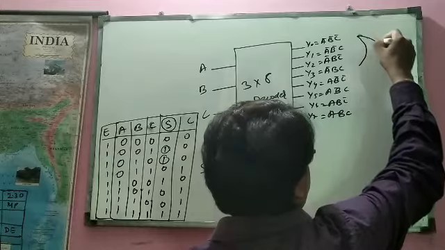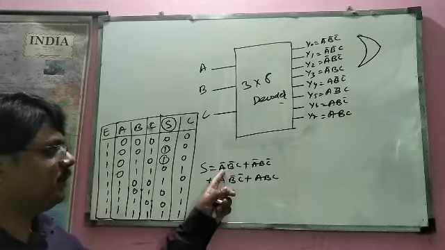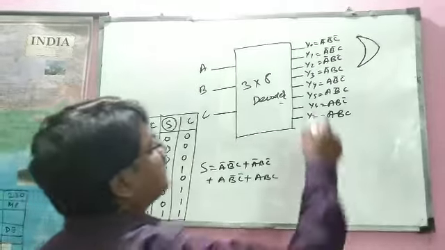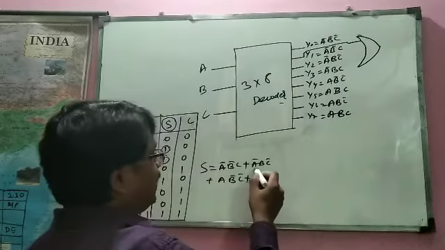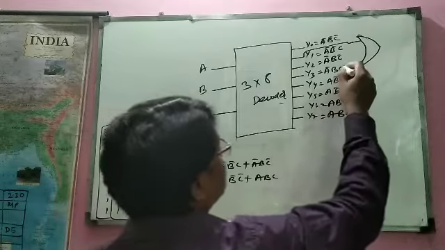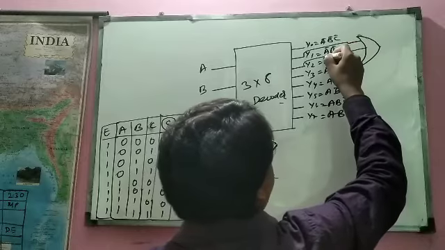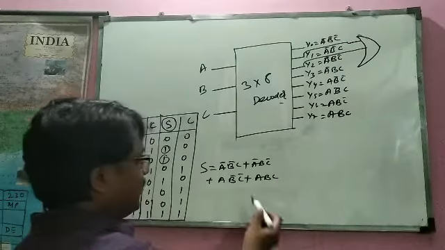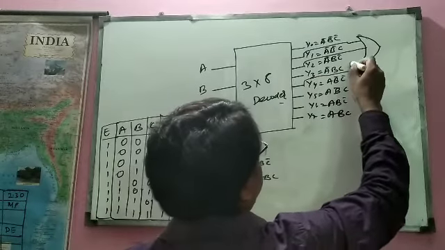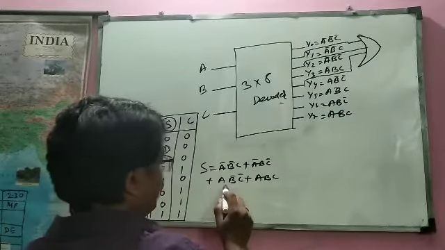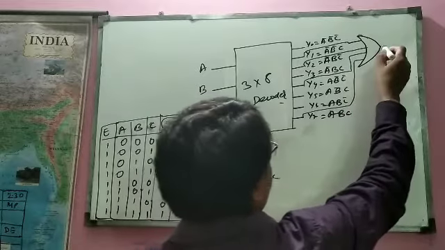So if this is the value of sum, then come here and take one OR gate, and take all these values: A bar B bar C, this one. Now A bar B C bar, this one. And now A B bar C bar, this one. And one more is there, A B C. Now it is sum.